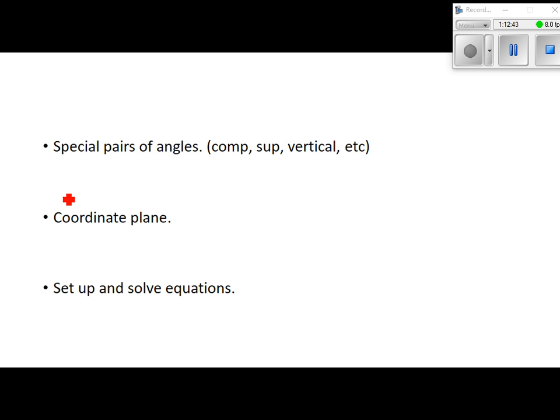Special pairs of angles: complementary, supplementary, vertical. Make sure you write quickly here. Pretty important that you know all those. Be able to do the coordinate plane. We've been talking about that all the way through. Be able to set up and solve equations. That's the end of the notes right there. But those special pairs of angles, very, very important.